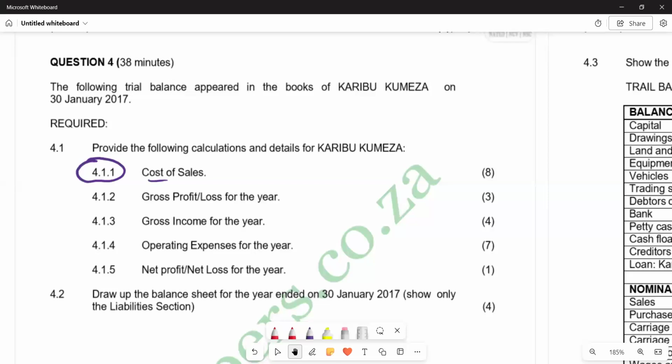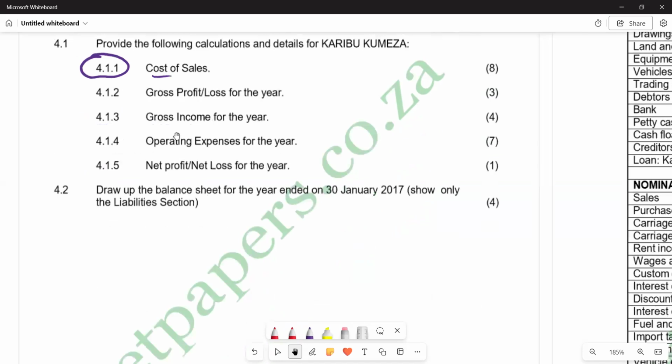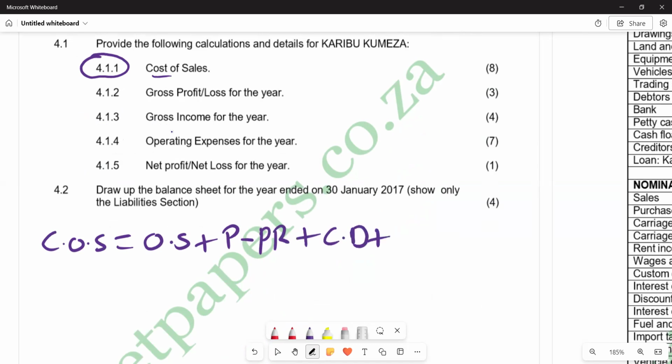On the calculation of cost of sales, remember there is a formula that we should use. Cost of sales is equal to our opening stock. We add our purchases if we have them, and if there are purchase returns, we are supposed to subtract them. Then we add our customs duties if they are there, and our carriage on purchases. Carriage on purchases, if you have them, you are supposed to add them. And if we've got some import duties, we are supposed to add them.